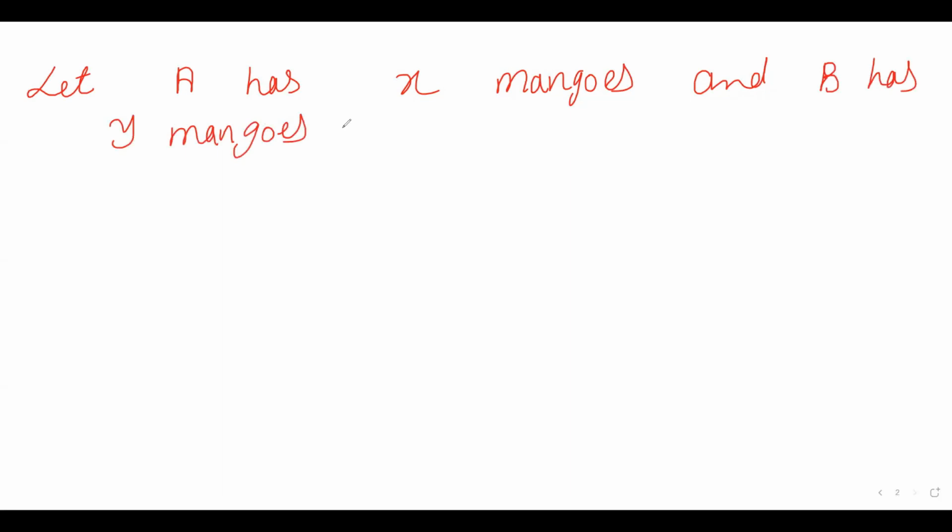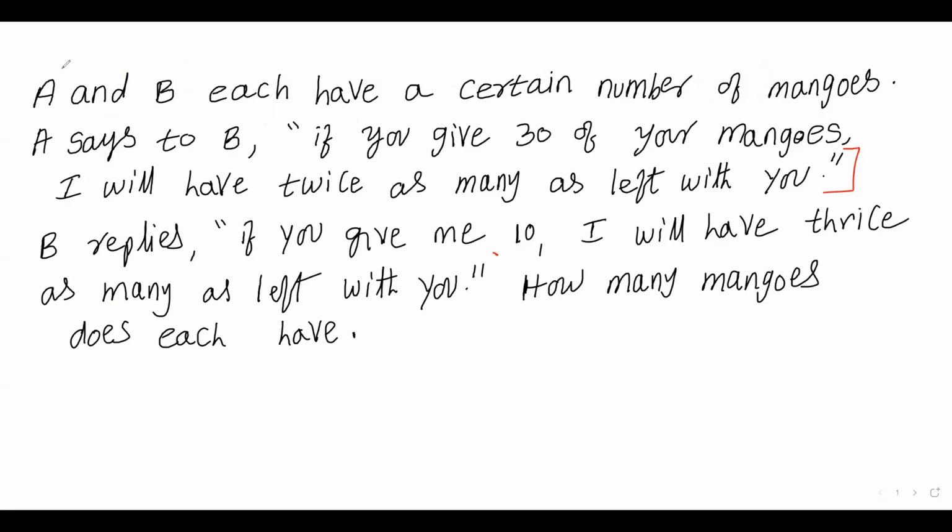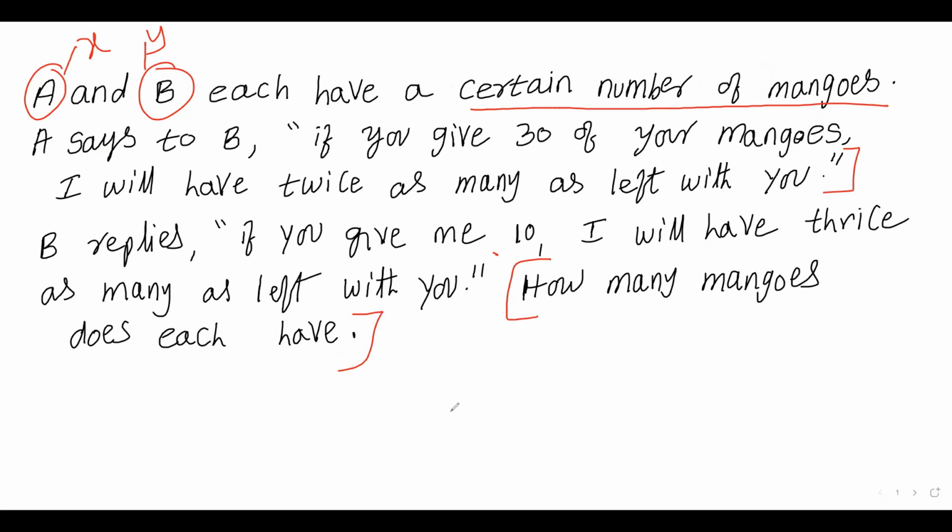So the number of mangoes A has is equal to x. B is having y mangoes. We don't know how many mangoes A and B have. They have a certain number of mangoes, meaning A is having x, B is having y. We have to find how many each have. That means we have to find x and y.